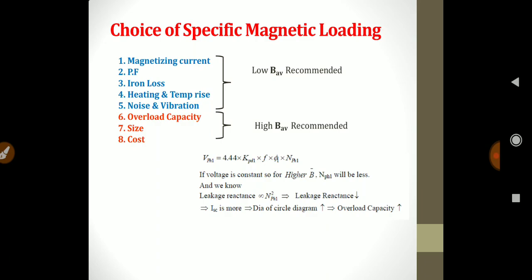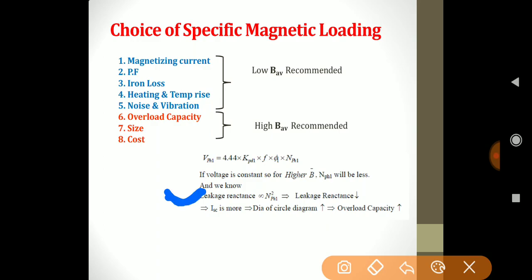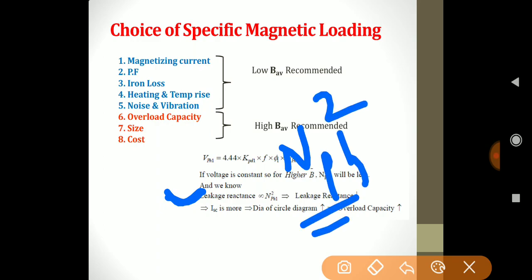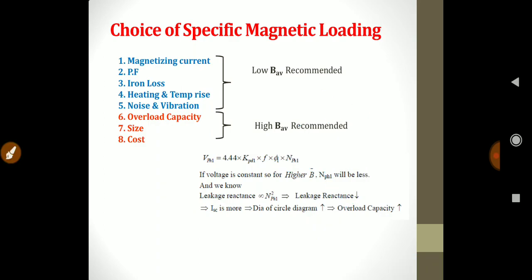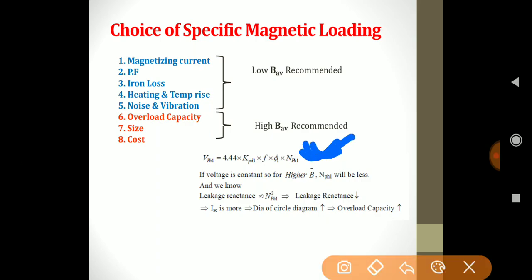Further, as we know, the leakage reactance is proportional to NPH square. Hence, leakage reactance will be low because we are reducing the NPH value. If the number of turns per phase is reduced, leakage reactance, which is proportional to the square of it, will be less. Short circuit current ISC is more. This is seen from the circle diagram. So overload capacity will be more.